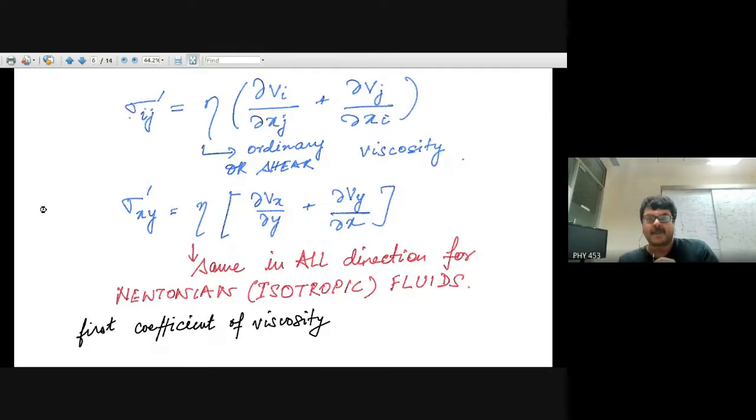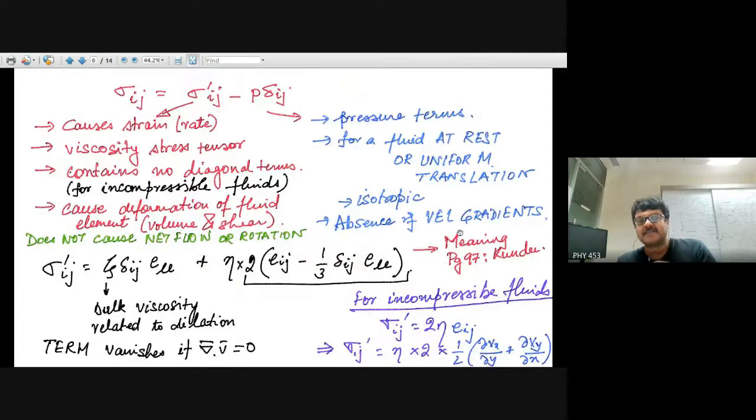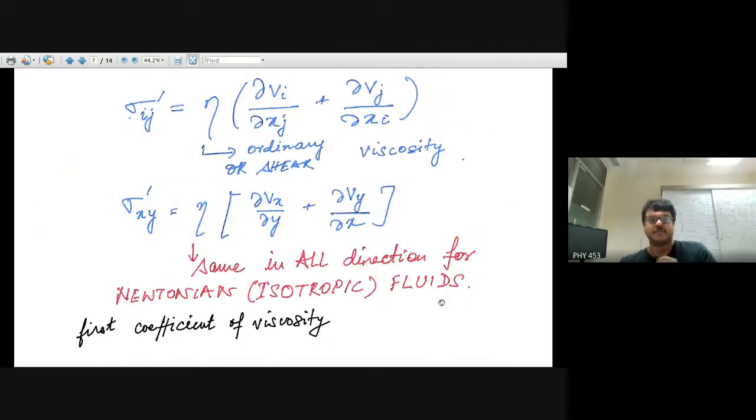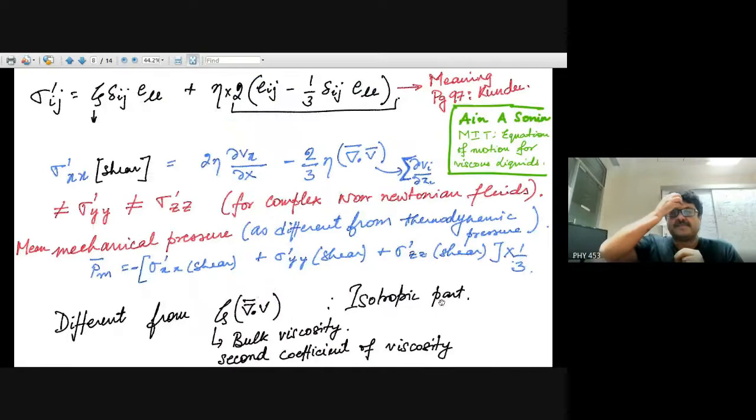And this is explained well in page 97 of Kundu. Of course, the problem is they have a different symbol for bulk viscosity and a different symbol for the dynamic viscosity. But anyway, it is explained well in page 97 of Kundu. So that's what I wanted to say.